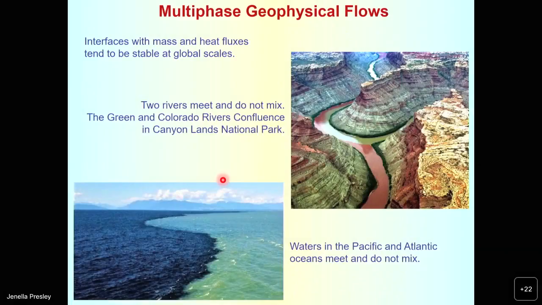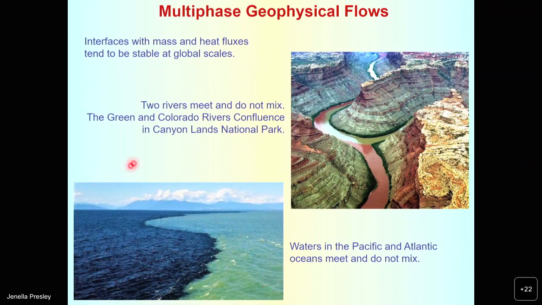Because they indeed tend to be stable at global scales, even when we have fluxes of mass and heat and maybe some other species. And these are two illustrations. One of them is when waters in two oceans meet and don't mix for a very, very long time. So we observe actually one ocean and another. An interface between them is well defined and stable, even though slightly perturbed.